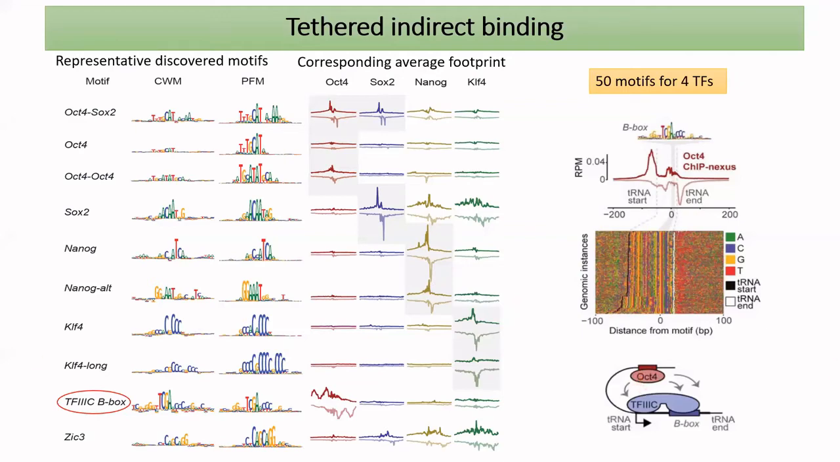And the B box motif is palindromic. So what we do is we computationally orient it with respect to the transcription direction. And what we see is Oct4, in fact, is being recruited potentially by TFIIIC at the start and at the end of the tRNA genes through potentially what looks like a mini loop of sorts. So the exact mechanism is not clear, but it's pretty clear that Oct4 is binding through a more fuzzy, larger footprint through indirect recruitment at the B box.